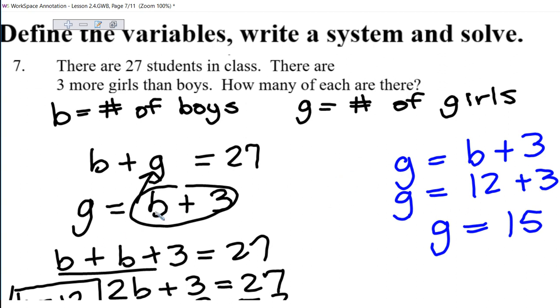If you add these numbers together, do they add to 27? Yes, so there's 27 students in the class. And do I have it to where there's 3 more girls than there are boys? Yeah, 15 is 3 more than 12. Okay, the last one that we'll do is number 8.